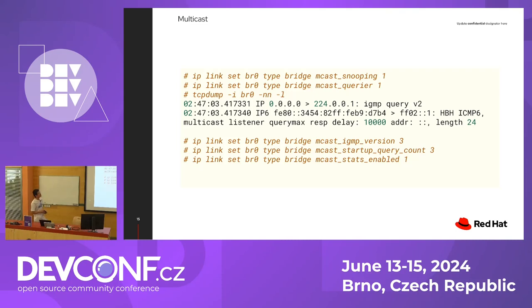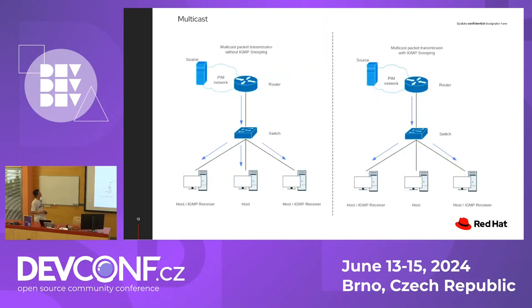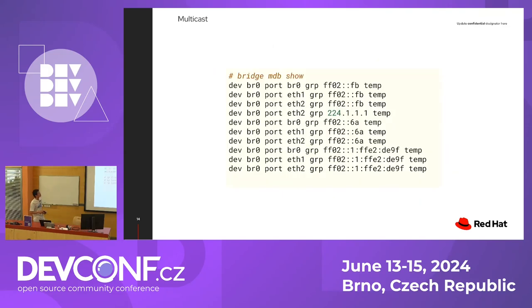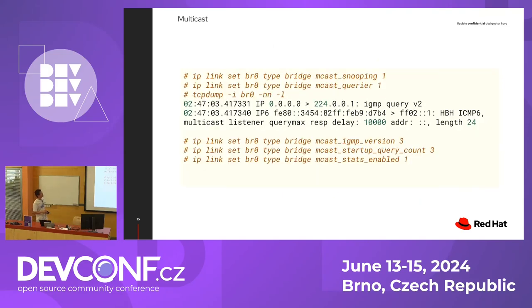There's another parameter called multicast querier. This will make the bridge look like a router, because the router sends the multicast queries, and the hosts, if they join a group, will reply with the multicast group info. So the switch can learn the info and make the MDB. If we enable the multicast querier, the bridge will send IGMP queries to the hosts, and MLD queries for IPv6. By default, the bridge uses IGMP version 2 and MLD version 1.